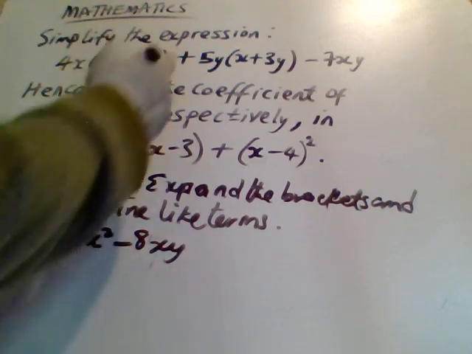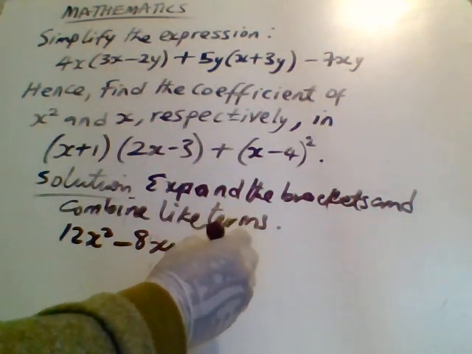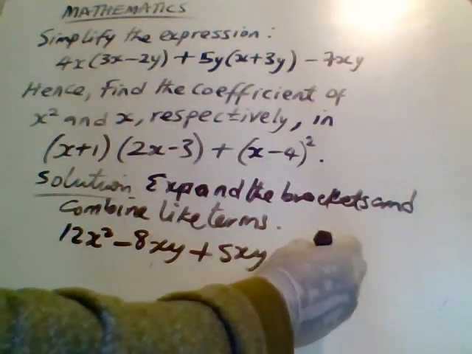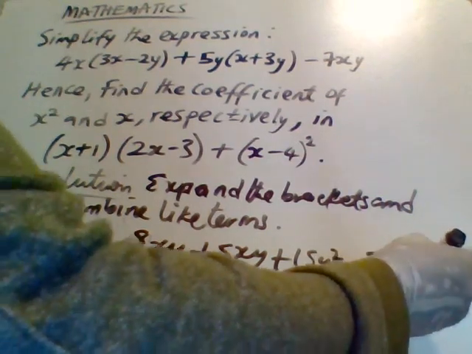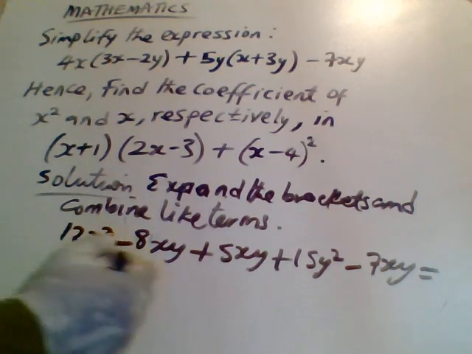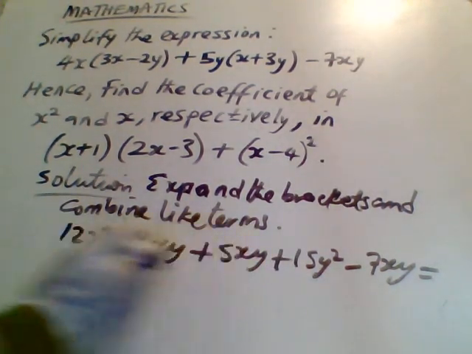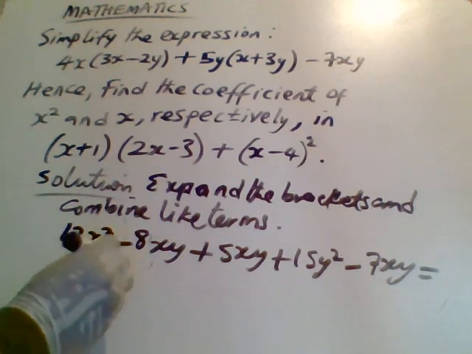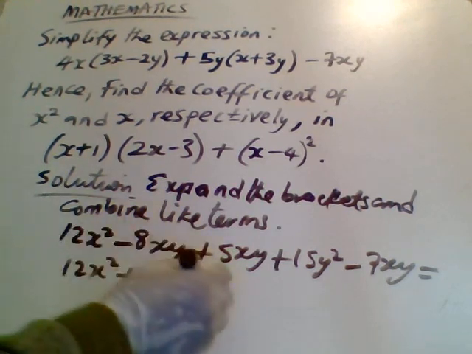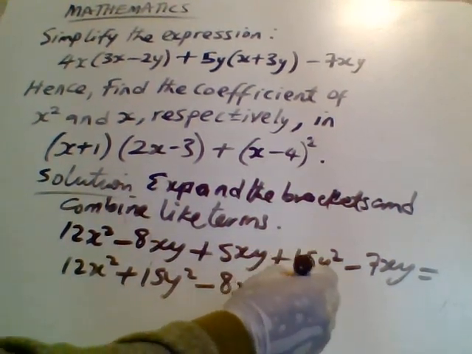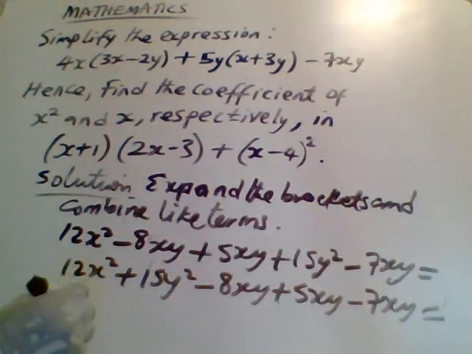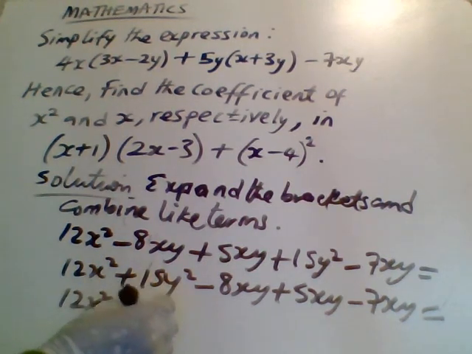And then we have plus 5y times s will give us 5sy. 5y times plus 3y will give us plus 15y squared, minus 7sy. So at this point, the next thing is to collect like terms. These terms are not the same, but we can put them closer together. We have 12s squared, 15y squared, minus 8sy plus 5sy minus 7sy. So that gives us 12s squared plus 15y squared.